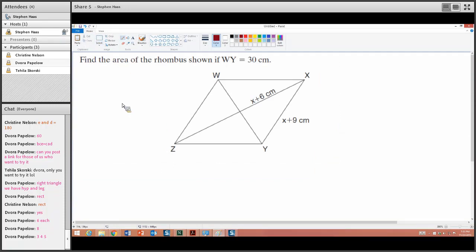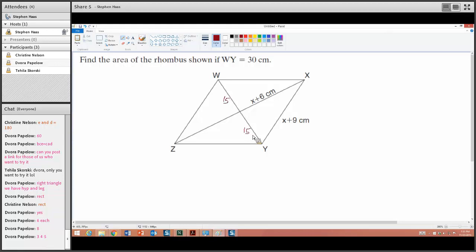All right, find the area of the rhombus shown if WY is 30 centimeters. So we need to figure out the entire area of the whole rhombus. Now, how would you figure that out? Let's figure this out for a second. If WY is 30, that means this is 15 and this is 15.